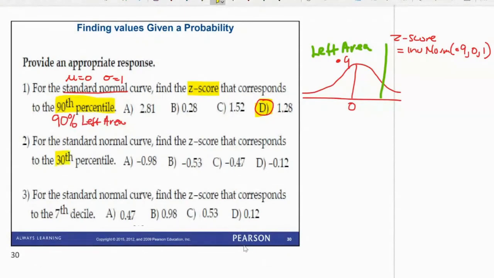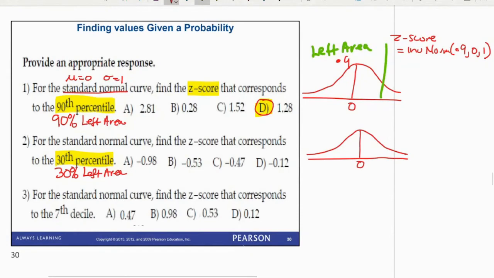Well, they want us to find a z-score for the 30th percentile, which means 30% left area. So always draw the bell curve. Let's draw a bell curve. And it's standard normal, so I can put a 0 here. So this time, where would we put the line that will represent 30% left area?